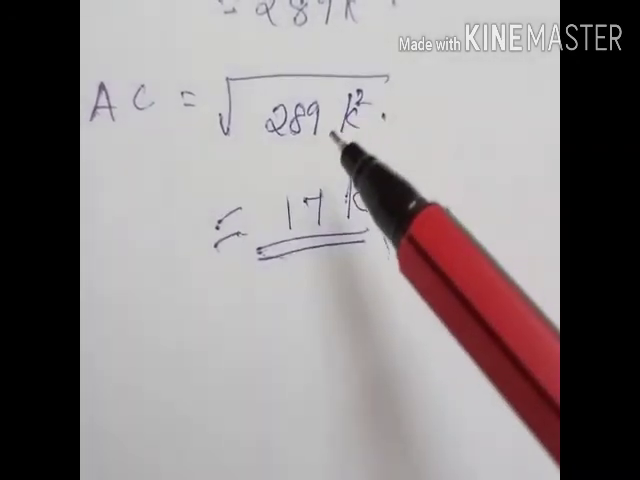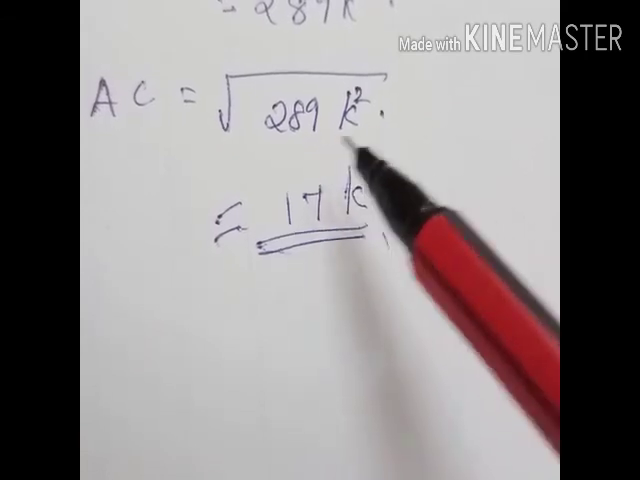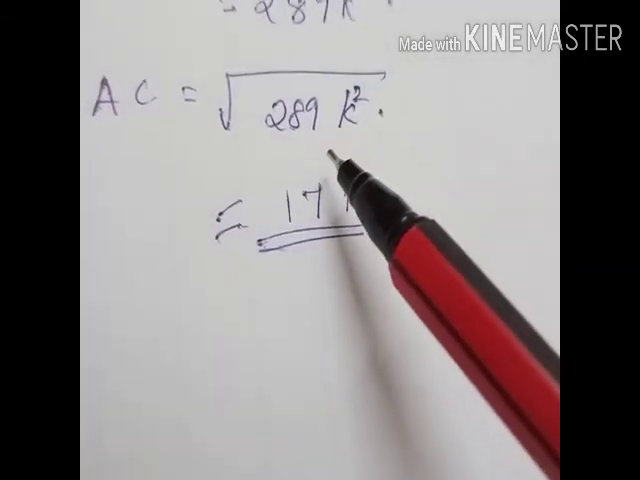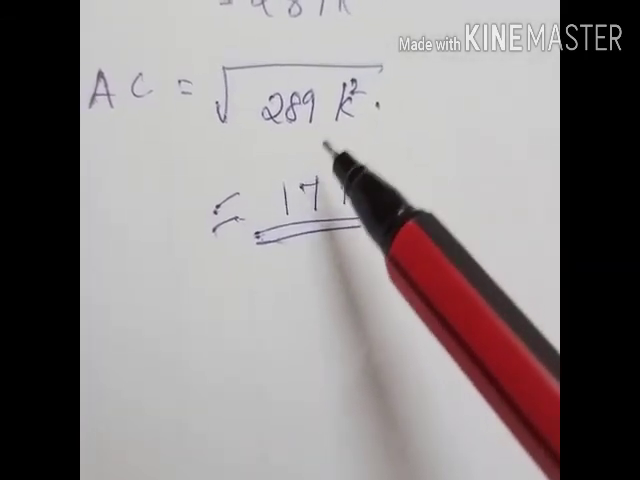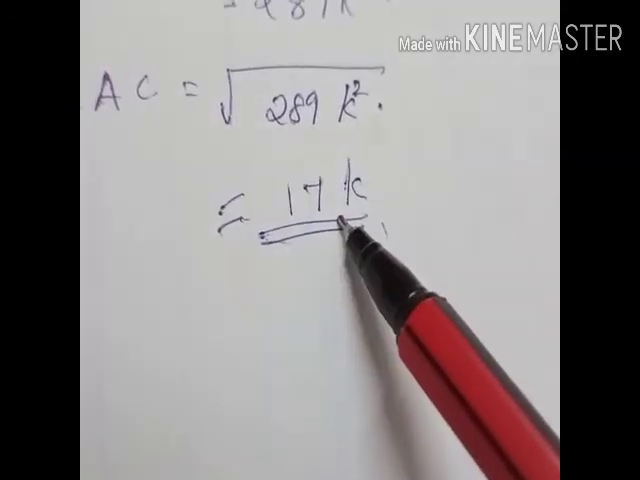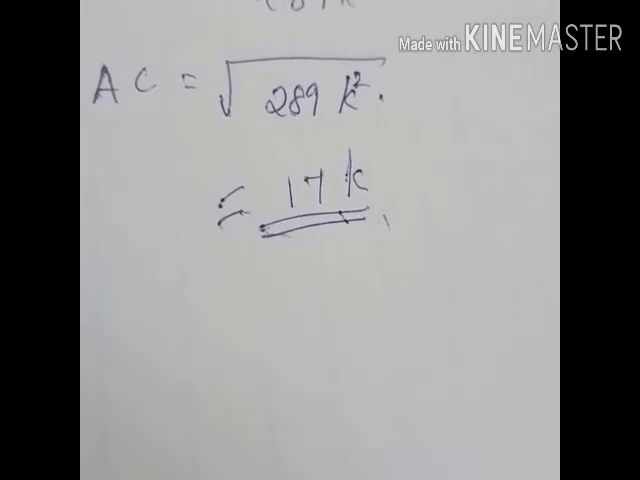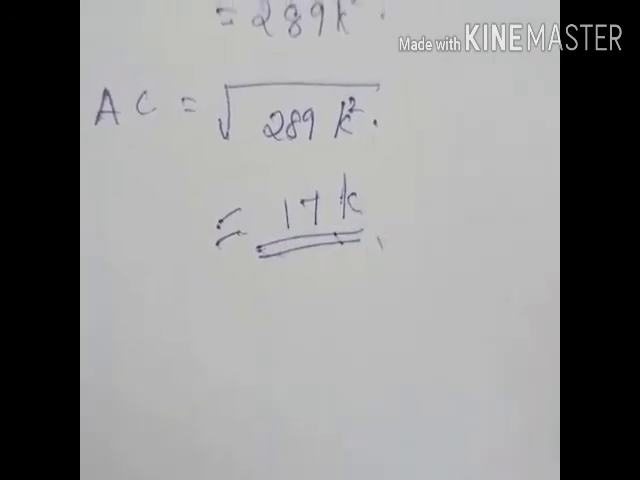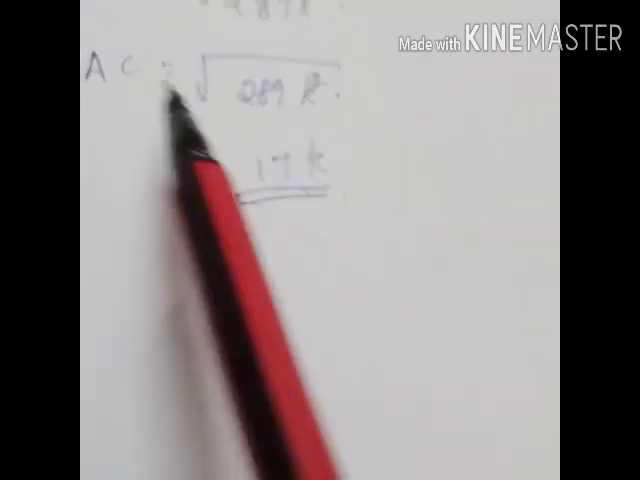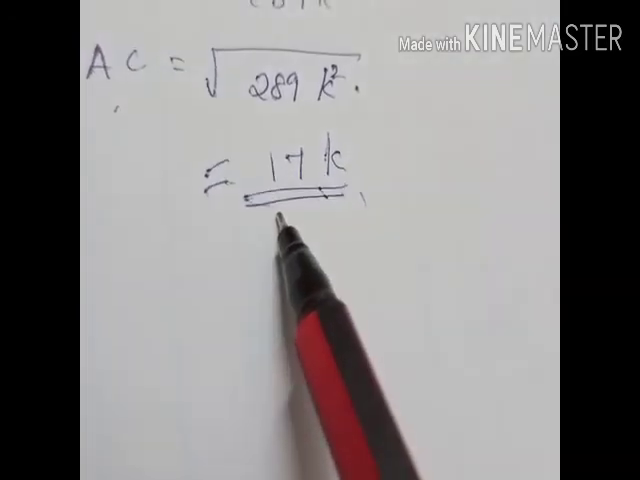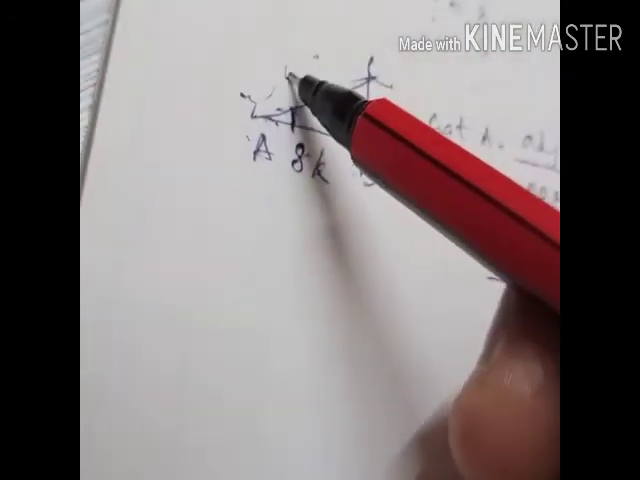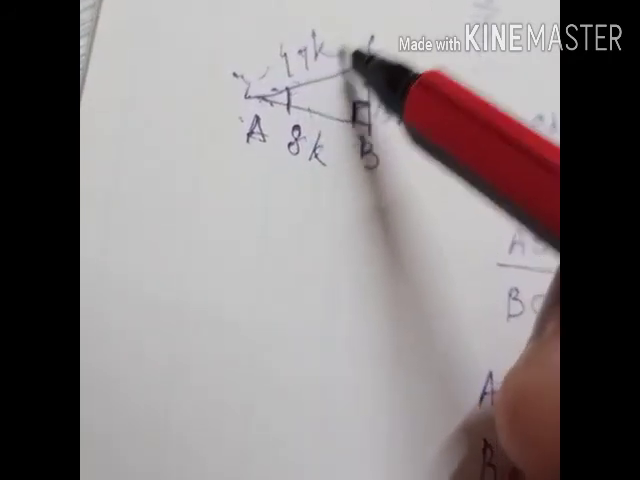You should study the squares up to 20. Up to 20 square you should learn by heart. Then you can easily find them. Otherwise you have to do it by the long division method or the prime factorization method. So here we got AC equals 17K. That we should mention in the figure. So this is equal to 17K.